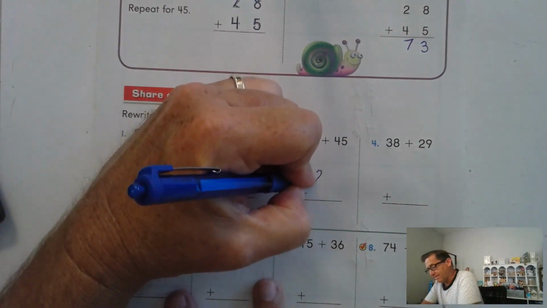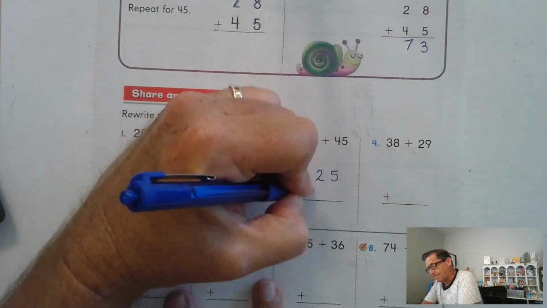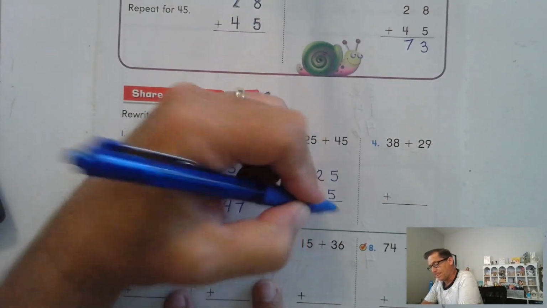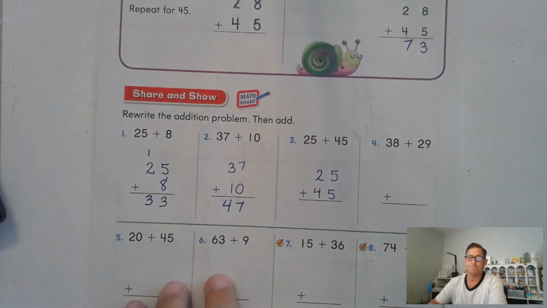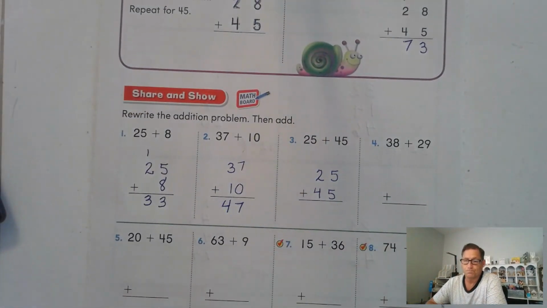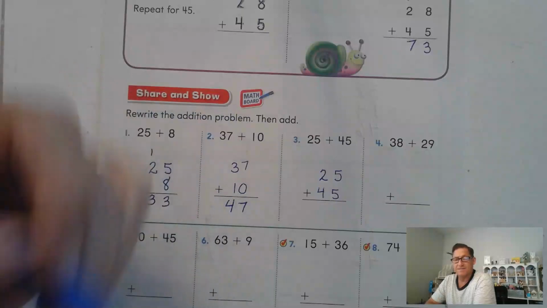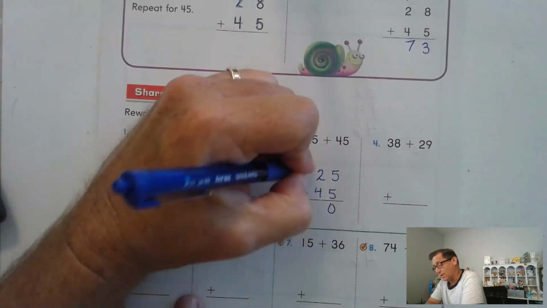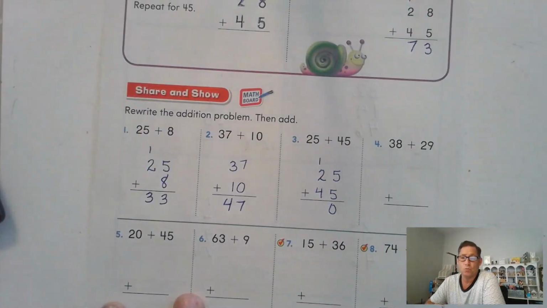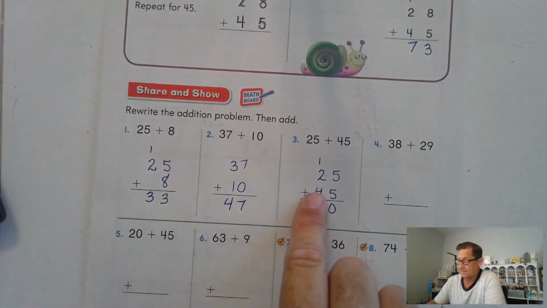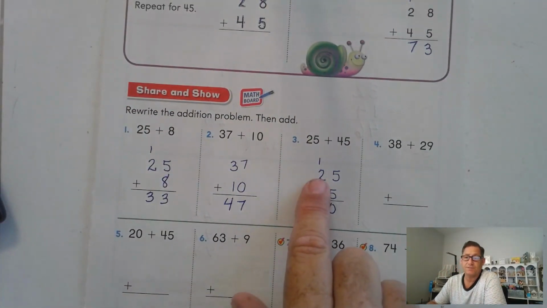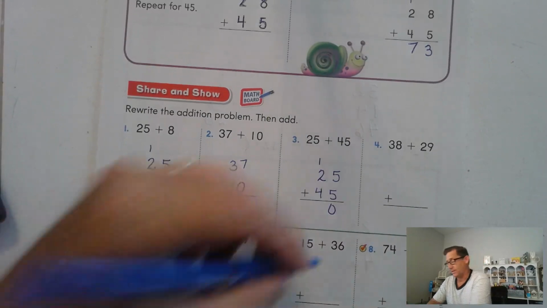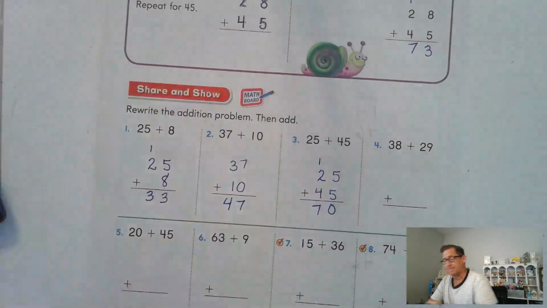25 plus 45. Okay. Add the ones. 5 and 5 is 10 ones, right? So we're going to regroup that as 1 ten and 0 ones. Add the tens. 4 and 2 is 6. 6 and 1 is 7.